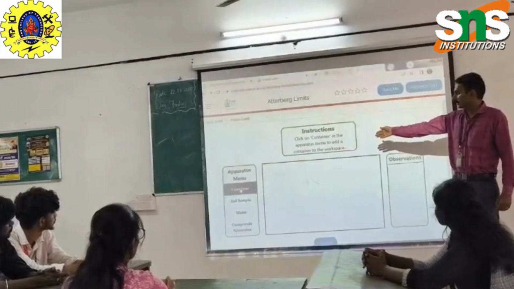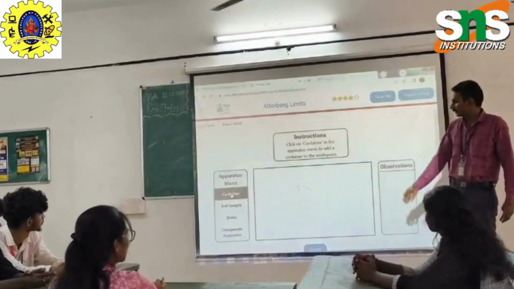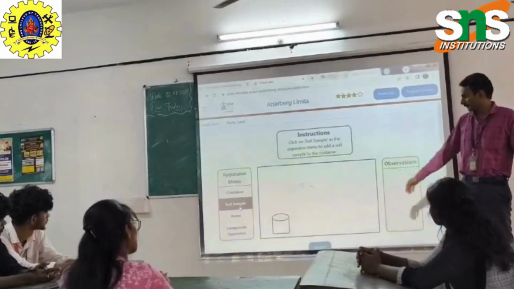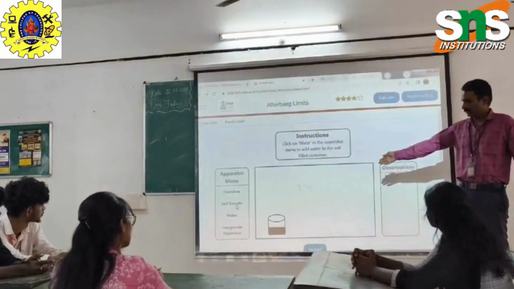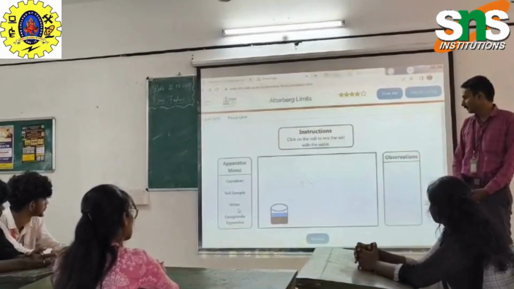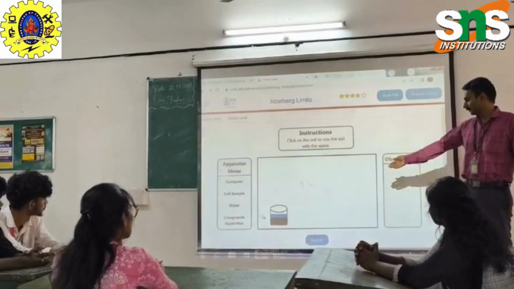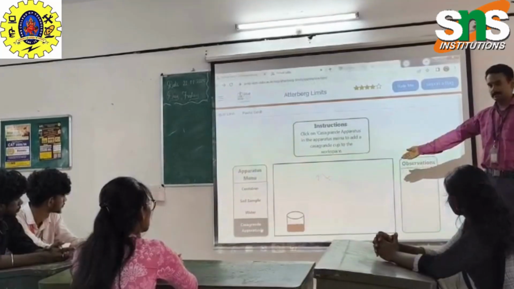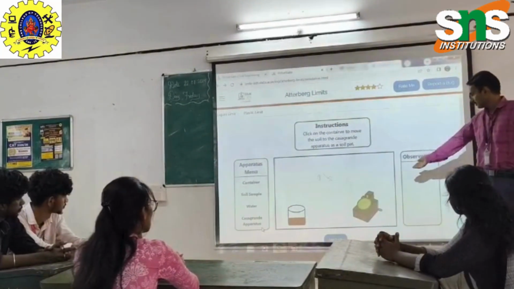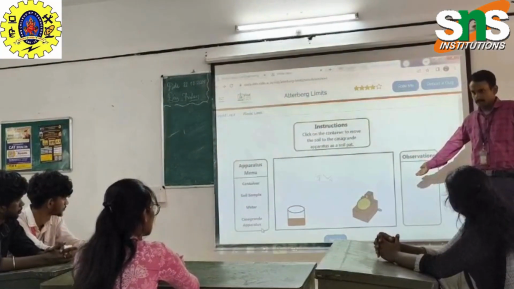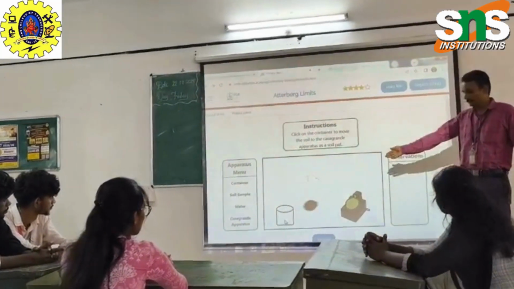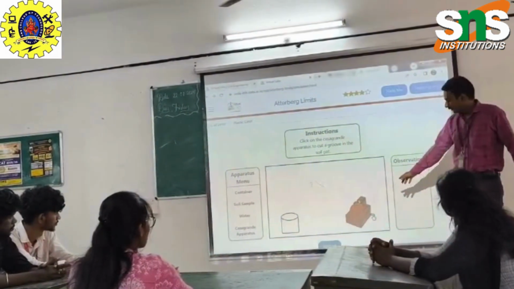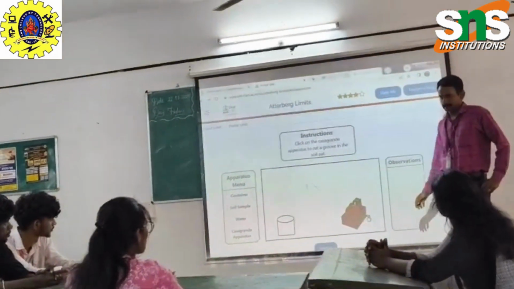So this is how the simulation works. You have to take the container first, and then fill in the soil sample. You have to add a certain amount of water to the soil sample, and the apparatus mixes. So we are mixing the water with the soil, and the apparatus, the Casagrande apparatus, is made available in the form of simulation. So we have to mix the soil. We have to fill the soil into the bowl, which is present in the Casagrande apparatus.